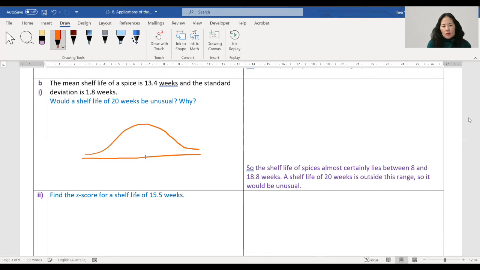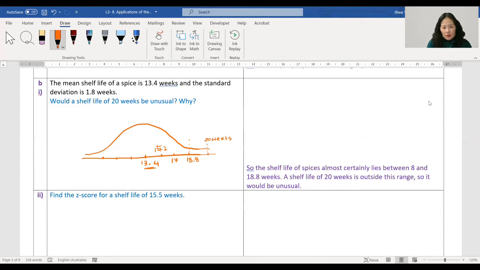So that's 13.4. 1, 2, 3. 1, 2, 3. Okay, so the next one is 15.2, and the next one is 17. The next one is 18.8. Okay, now you can see it is unusual, isn't it? Because that's 3 standard deviations above the mean. And 20 weeks, it's like right there somewhere. So it's in the part of 0.15%.